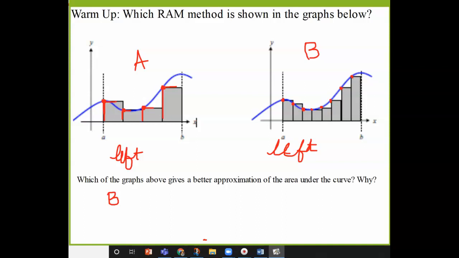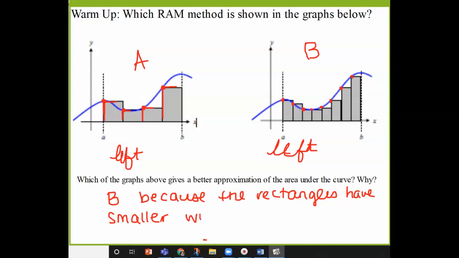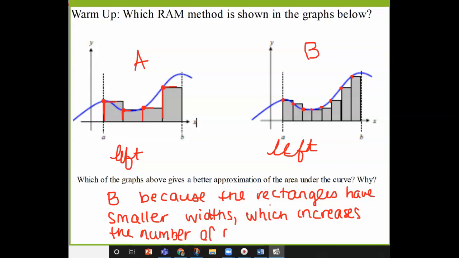So B has the better approximation because the rectangles have smaller widths, which increases the number of rectangles, giving a better approximation.